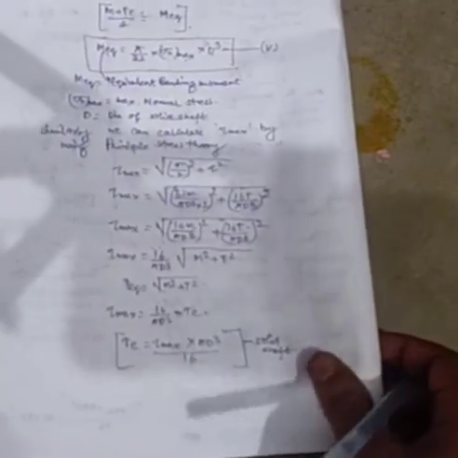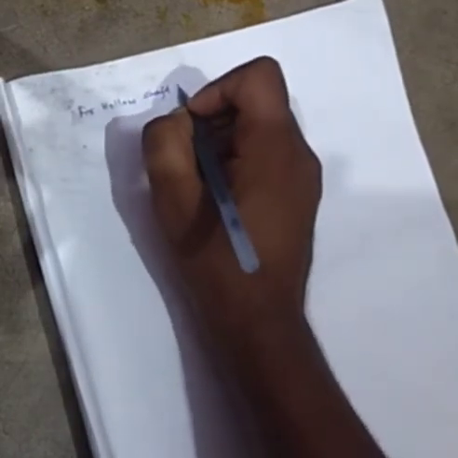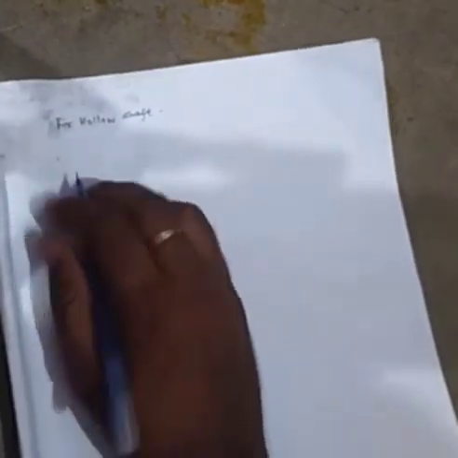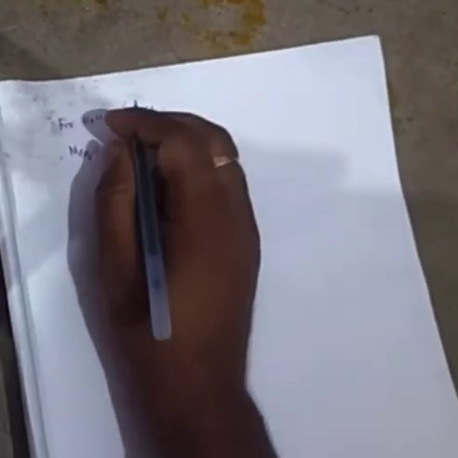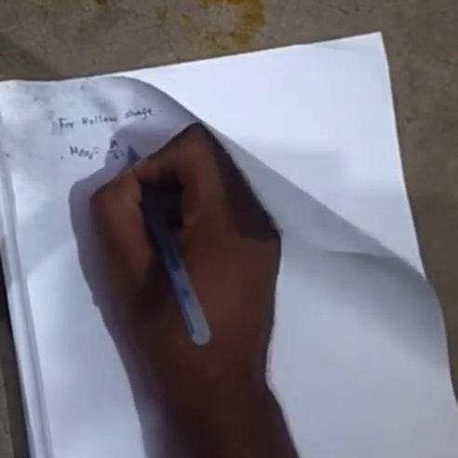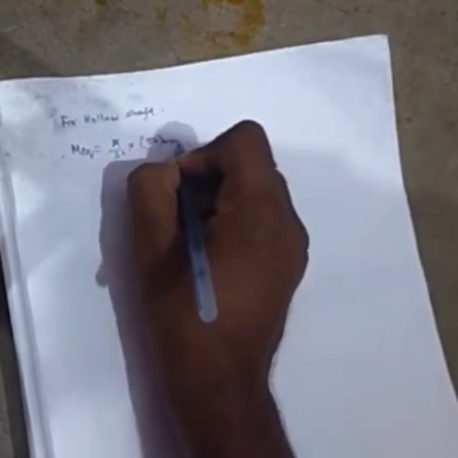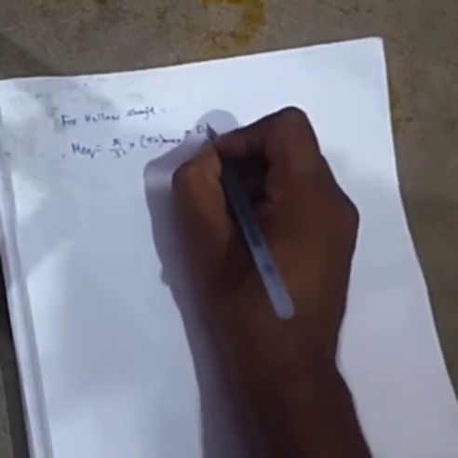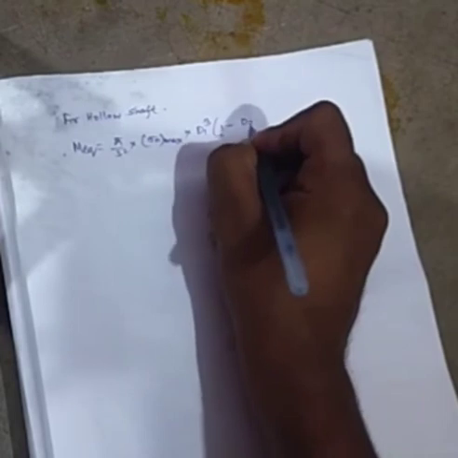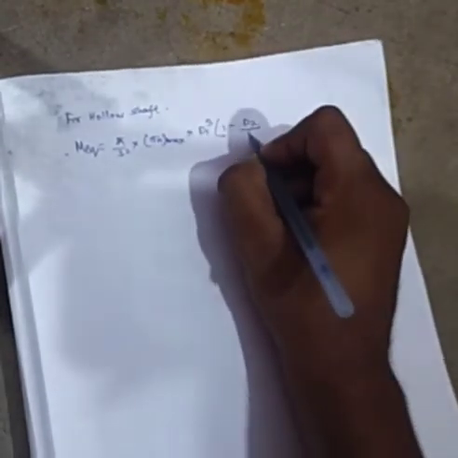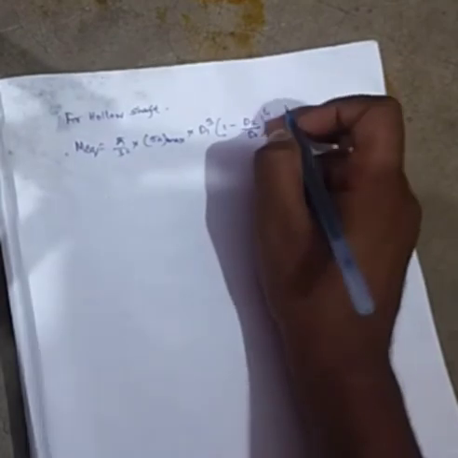This was the formula for solid shaft. And for the hollow shaft, what will be the formula? For the hollow shaft we have two diameters, so putting them into that formula, we get M equivalent equals pi by 32 into sigma n max into d1 cubed into 1 minus d2 upon d1 raised to the power 4.